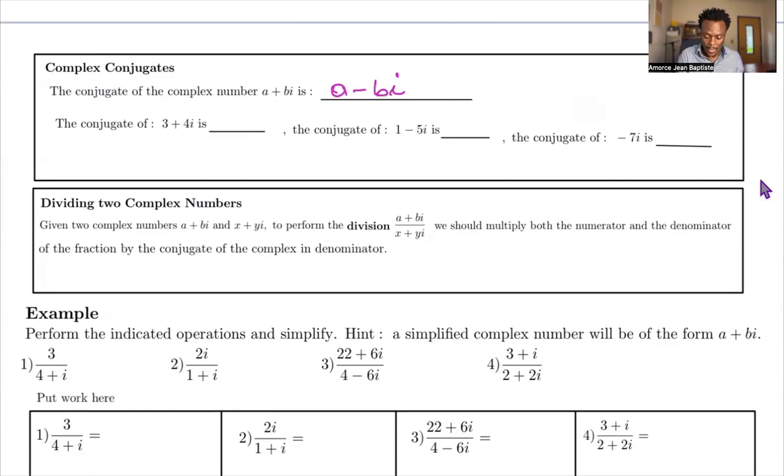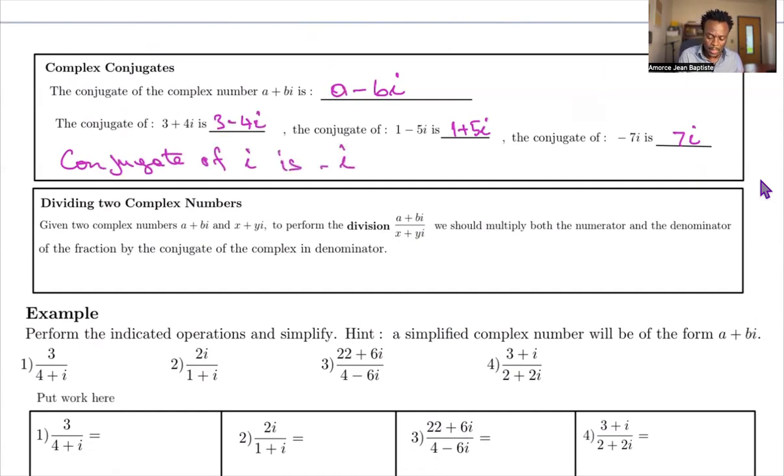So some examples here: the conjugate of 3 plus 4i is 3 minus 4i. The conjugate of 1 minus 5i is 1 plus 5i. And the conjugate of negative 7i is just 7i. The conjugate of i is negative i.